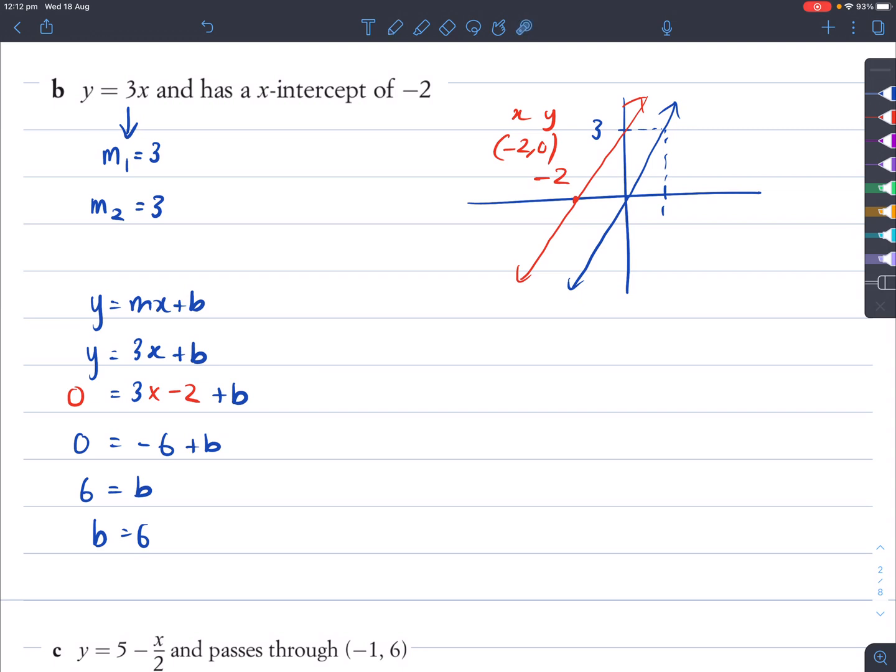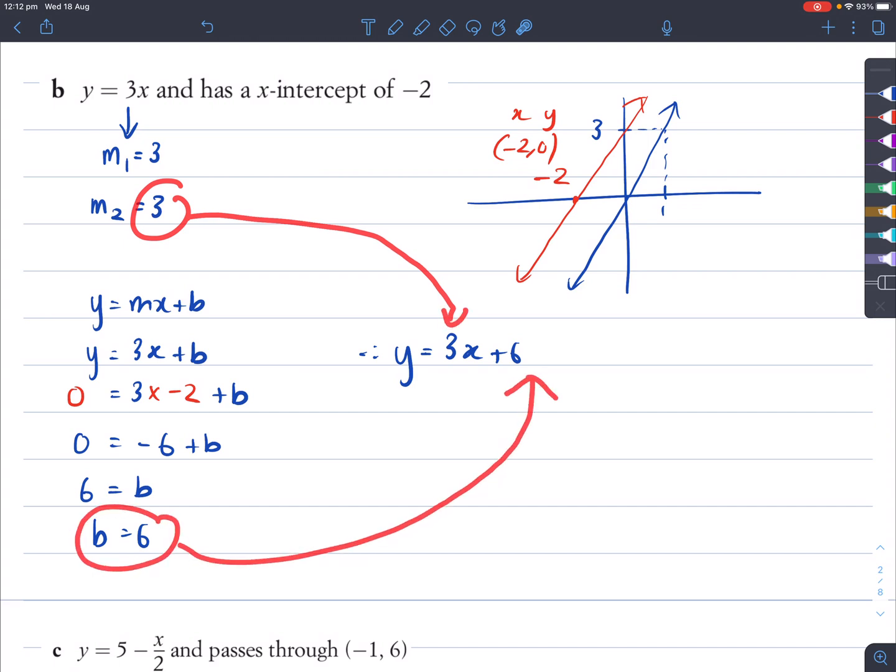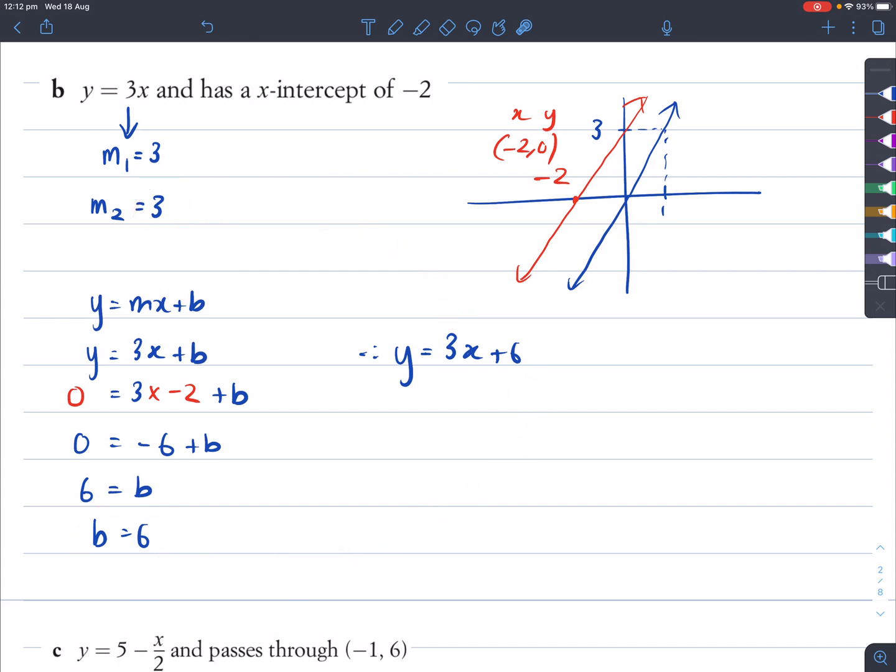So now that we found out our b value and our gradient value, we can now say that the equation of this line will be y equals 3x plus 6, by using the gradient and putting that here, and the y-intercept, which is right there. Let's move on to C.